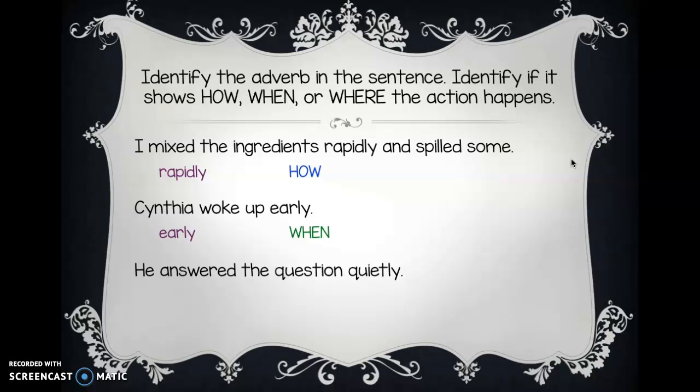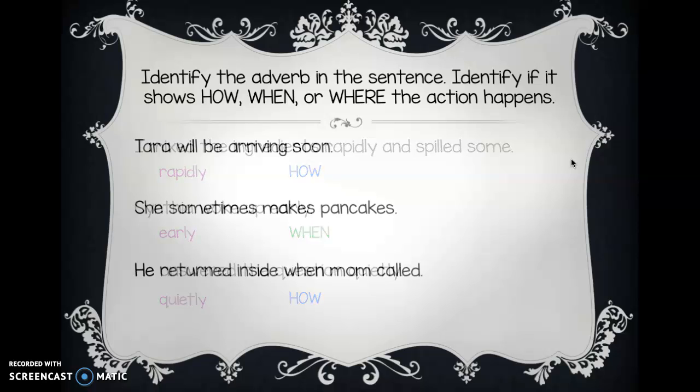He answered the questions quietly. Do you see a word that describes how, when, or where the action happens in this sentence? That's right, quietly. And this actually answers which of those three questions? How. If you said how, you're correct. How did he answer the question? Quietly. Awesome. Let's try a few more examples.